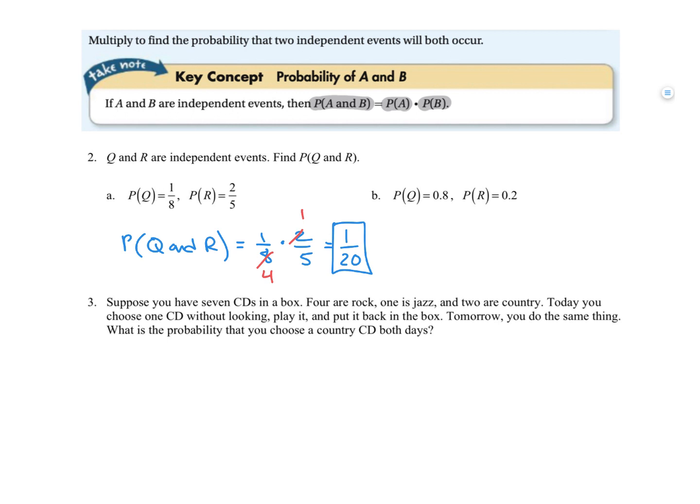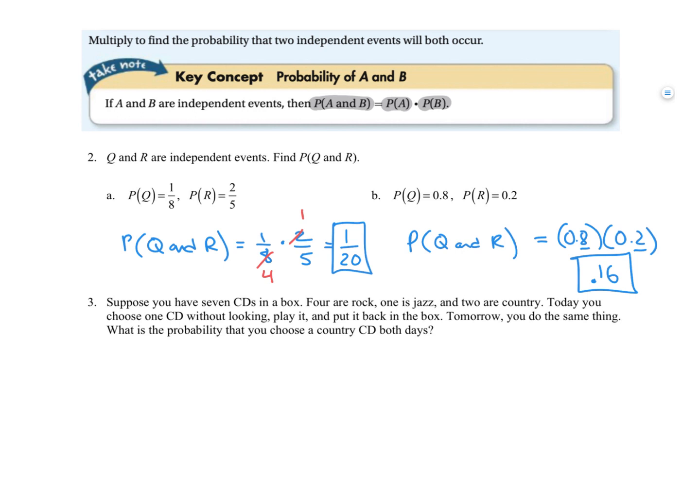In the next example, the probability of Q and R will be 0.8 times 0.2. And when we multiply decimals, we multiply those numbers together. So 8 times 2 is 16. And I have 2 digits to the right of a decimal place, so I move my decimal 2 places to the left and get 0.16.